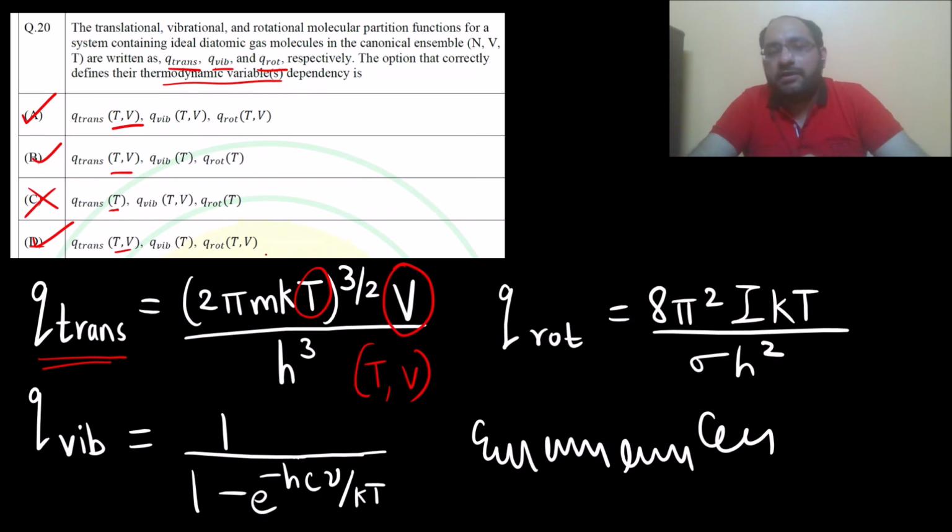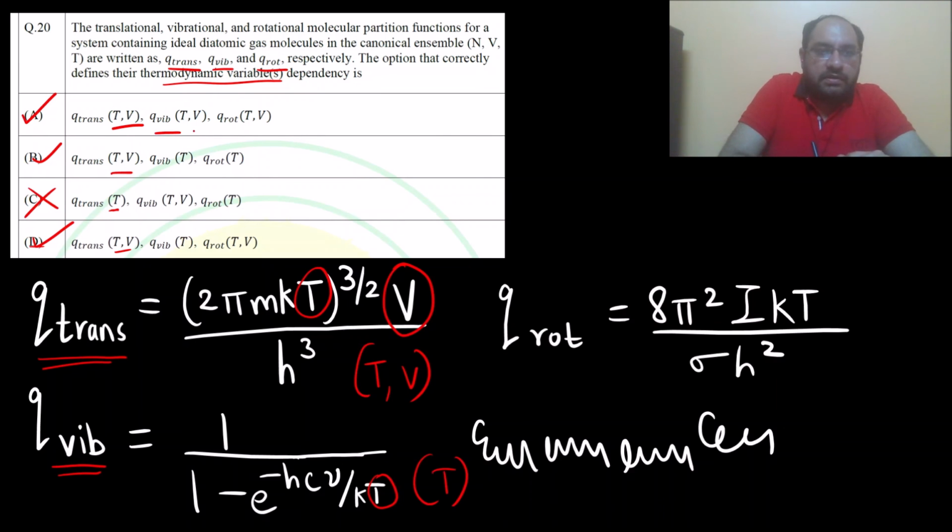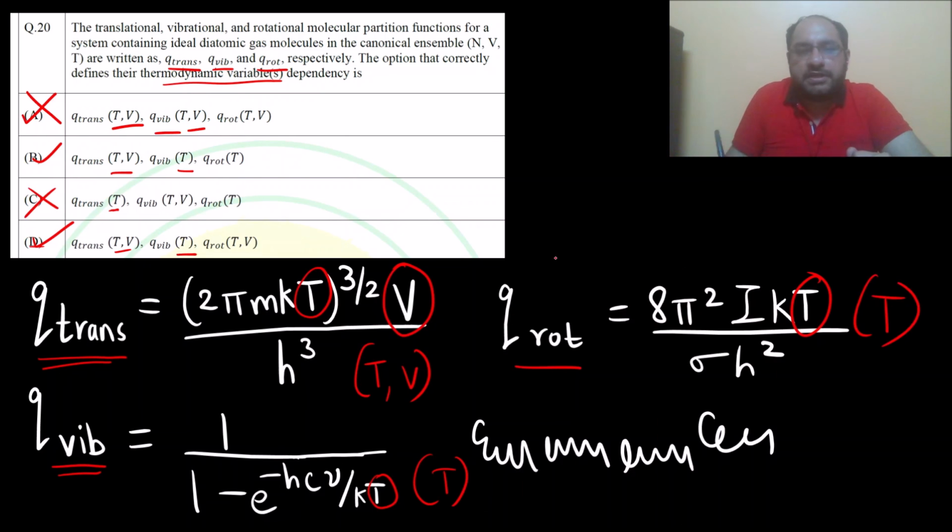So always use the method of elimination. Read the question carefully and try to eliminate the options one by one. That way it will become much easier for you to solve the question. Next, the vibrational partition function depends on temperature. Second one, temperature and volume, is incorrect. Only temperature, only temperature. So now only B and D are remaining. Now the rotational partition function depends only on temperature. So temperature and volume is incorrect. The only correct answer is going to be option B.